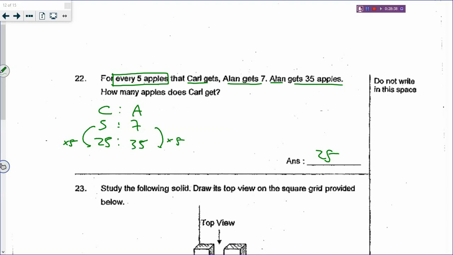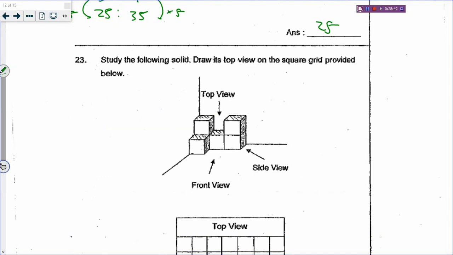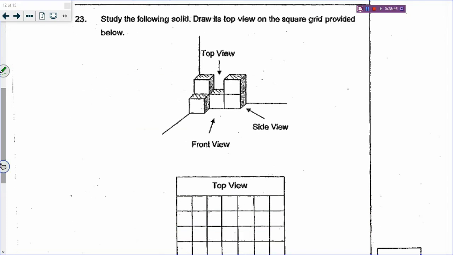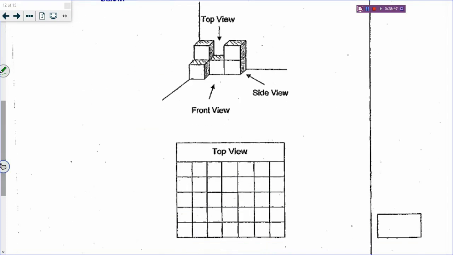Alright, so Carl gets 25 apples. Okay, next one, question 23. Draw the top view. Now, to draw the top view, you need to do one thing first. You need to stand in front. So you always stand in front, and then after that you look down. So to draw the top view, you stand in front and look down.